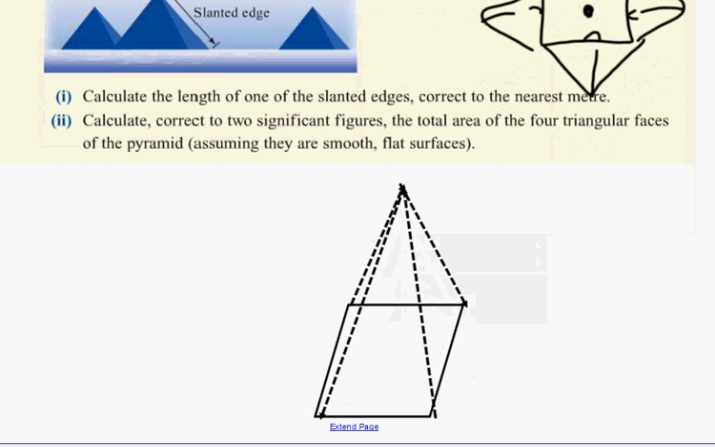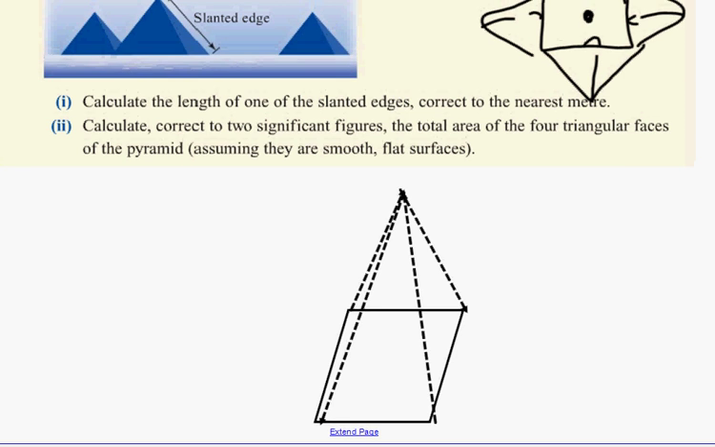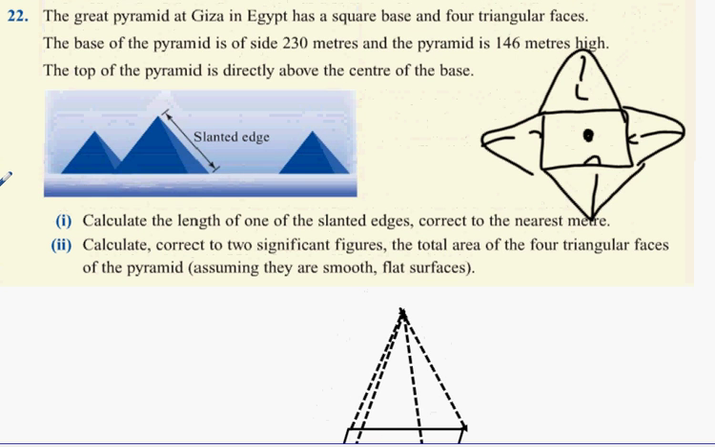Now, what we're doing next is calculate the length of one of the slanted edges correct to the nearest meter. So, what does it mean by a slanted edge? The pyramid has a square base and 4 triangular faces. The base of the pyramid is 230 each way. So that's a 230, a 230, and a 230. Everybody alright with that? 230 no matter what? And the pyramid is 146 meters high.